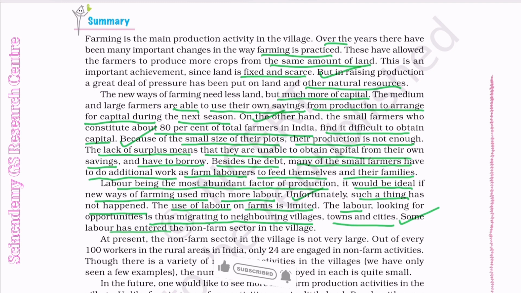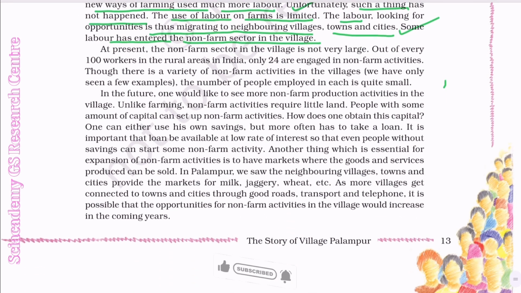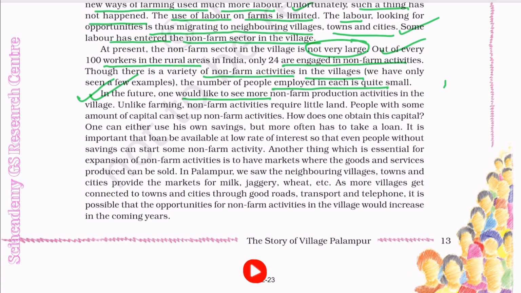Some labor has entered the non-farm sector in the village. At present, the non-farm sector in the village is not very large. Out of every 100 workers in the rural areas in India, only 24 are engaged in non-farm activities. Though there is a variety of non-farm activities in the village, we have only seen a few examples. The number of people employed in each is quite small. In the future, one would like to see more non-farm production activities in the village.